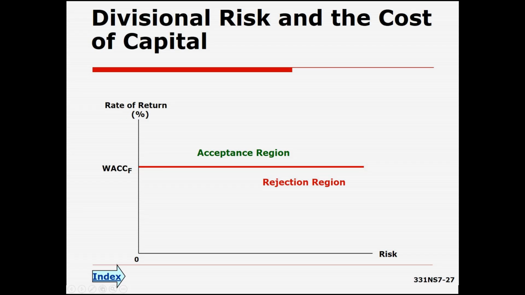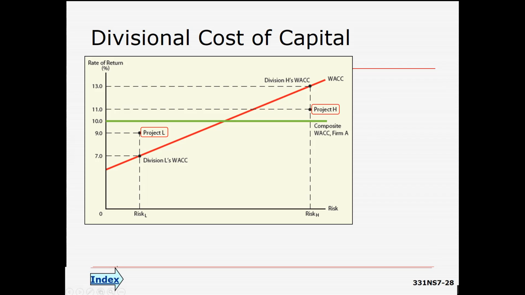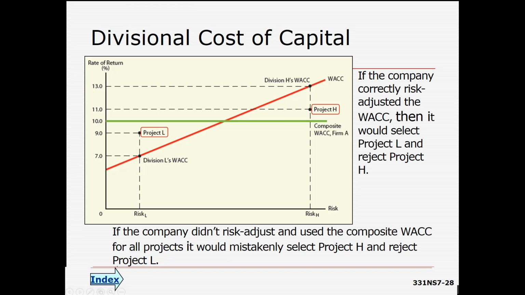Graphically, the red line is the weighted average cost of capital, the hurdle rate. Take everything above it, reject everything below it. The blue line is the risk-adjusted cost of capital. This demonstrates the fallacy of using a flat hurdle rate. If the company didn't risk adjust, it would mistakenly accept project H and reject L. If it correctly risk adjusts, it would accept project L and reject H.